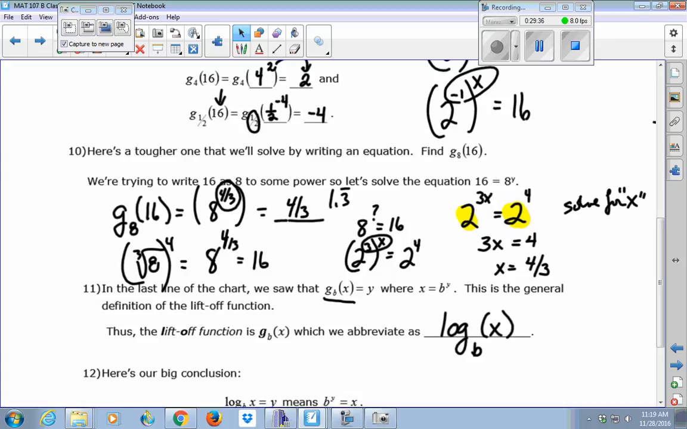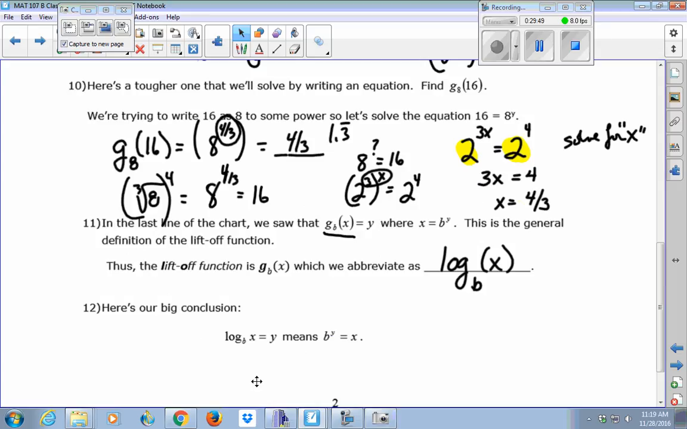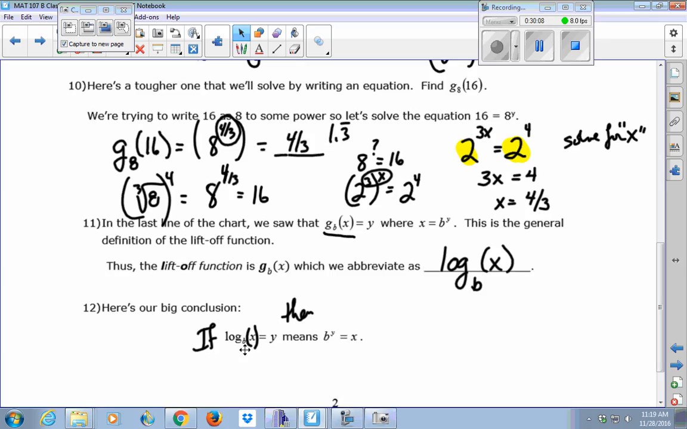When you write your input, call it x, call it y, call it whatever you want, as b to some power, you're lifting off the power. So if we go back to our properties, the x and y can switch here, it doesn't matter. If the log base b of x equals y, then your base raised to the exponent you just found brings you right back to where you started, at x.